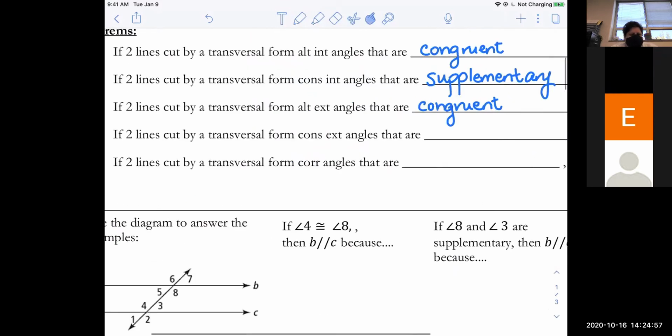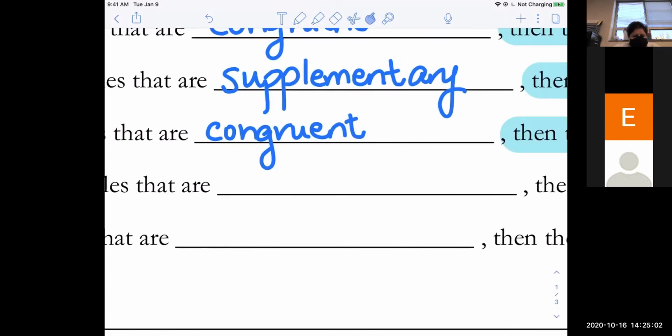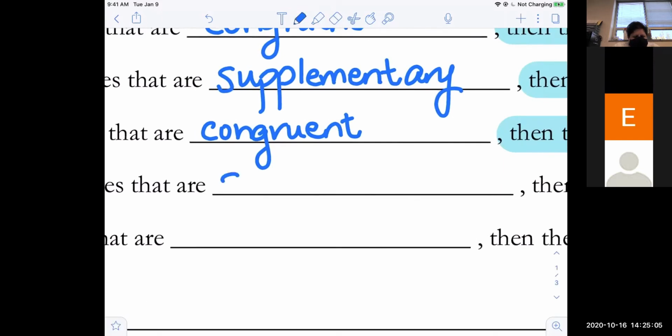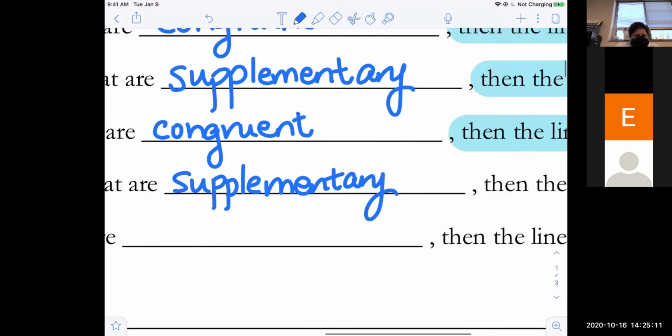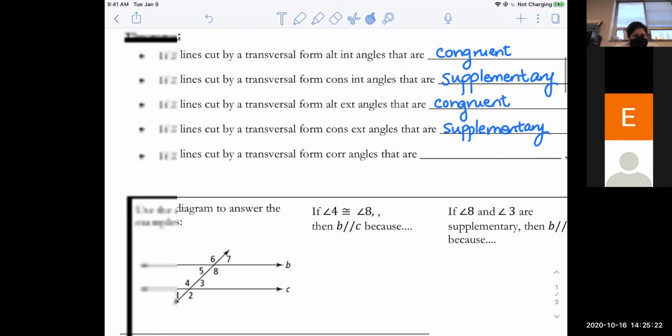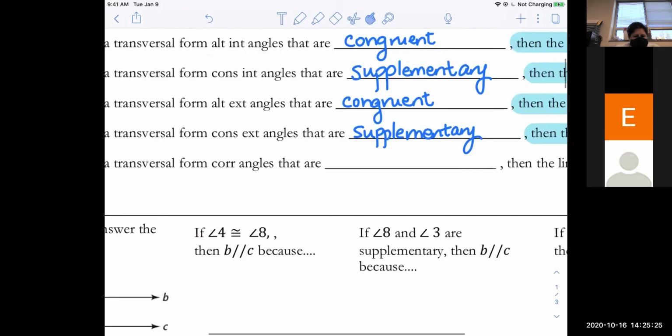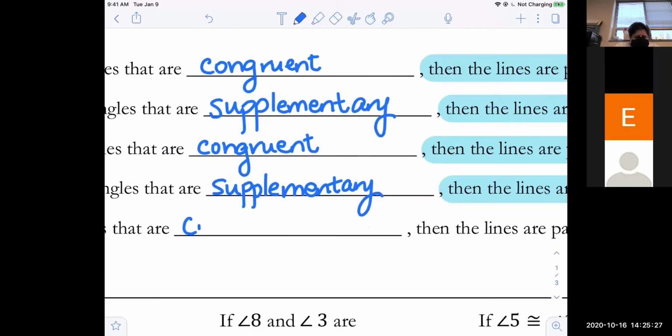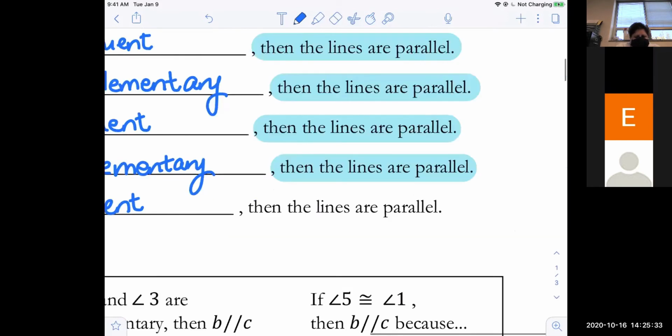If two lines cut by a transversal form consecutive exterior angles, Madeline, how should they be related? They should be supplementary, then the lines will be parallel. Hopefully you're seeing the pattern. The conclusion is going to be then the lines are parallel, given some information about the angles. If two lines cut by a transversal form corresponding angles that are congruent, then the lines are parallel. So again, every postulate and theorem from the last lesson has a converse in this lesson that's also true.